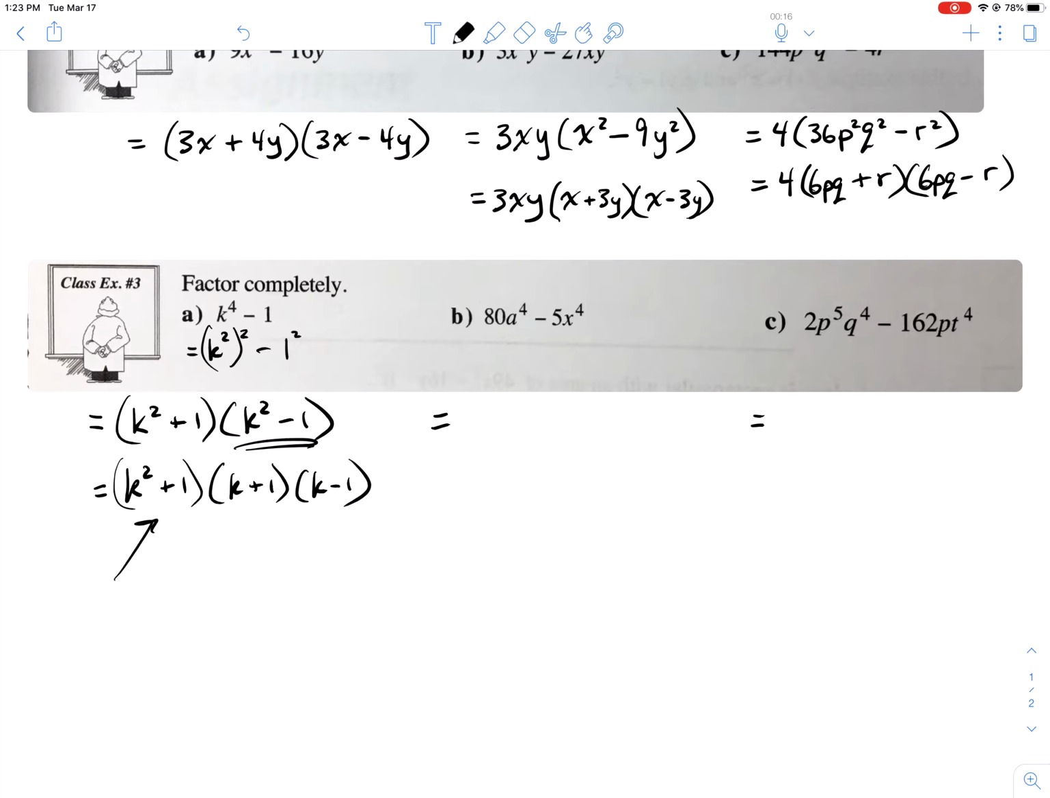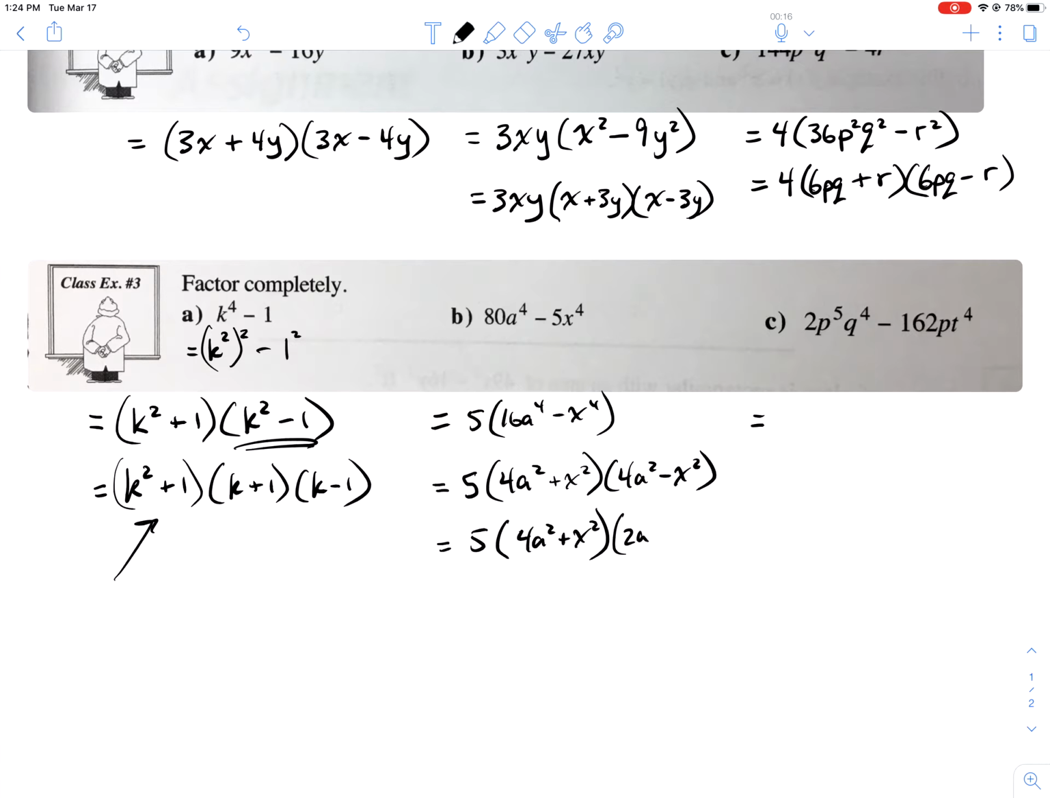Okay, I'm going to factor out the 5. So I have 5 times 16a to the 4 minus x to the 4. That is 5 times (4a squared plus x squared) times (4a squared minus x squared). And of course, we have another difference of squares.